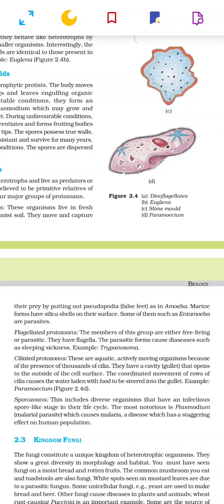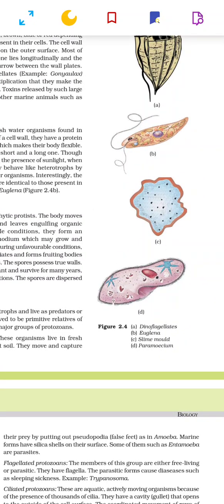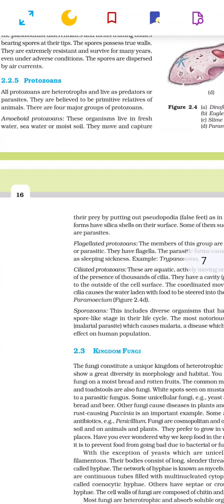Sporozoans include diverse organisms that have an infectious spore-like stage in their life cycle. The most notorious is Plasmodium, the malarial parasite, which causes malaria, a disease which has a staggering impact on the human population. In figure 2.4, figure A is for dinoflagellate, B is for Euglena, C is for slime mold, and D is for Paramecium.